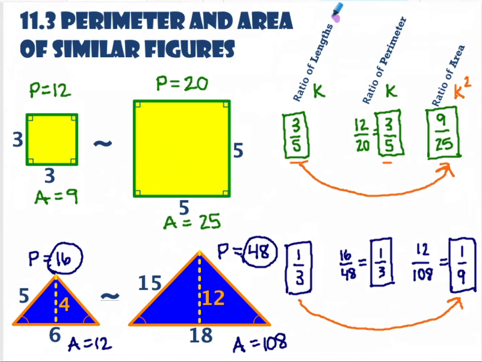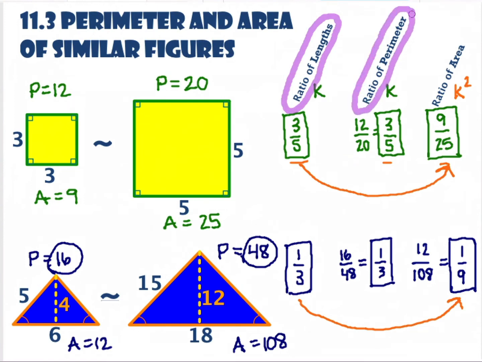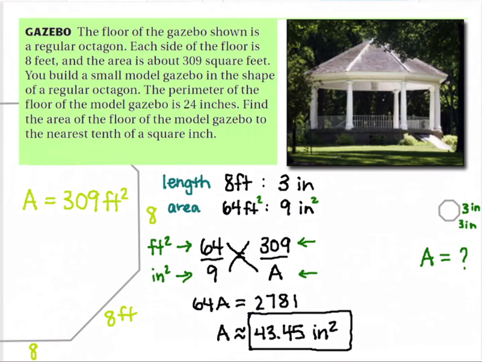So a quick review, the ratio of the lengths will be equal to the ratio of the perimeters. But if you wanted to compare area, you have to square that ratio. And then a simple proportion will help you find the unknown perimeter or area.